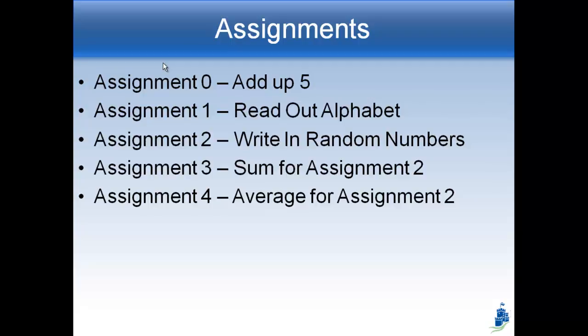The 3 and 4 are just an extension to 2. In 3, you'll calculate the sum of all the numbers. So if they put in 100, you get 100 random numbers, and then you'll also calculate the sum of all of them if you add them all up. And 4 is the same thing. If they put in 100, you get 100 random numbers, and you also calculate the average of all those numbers.